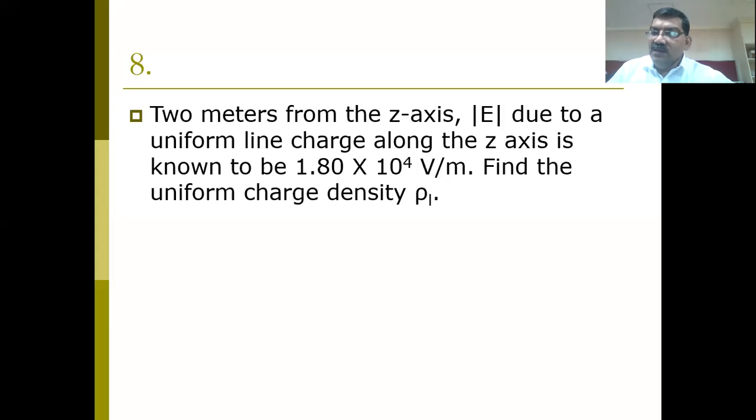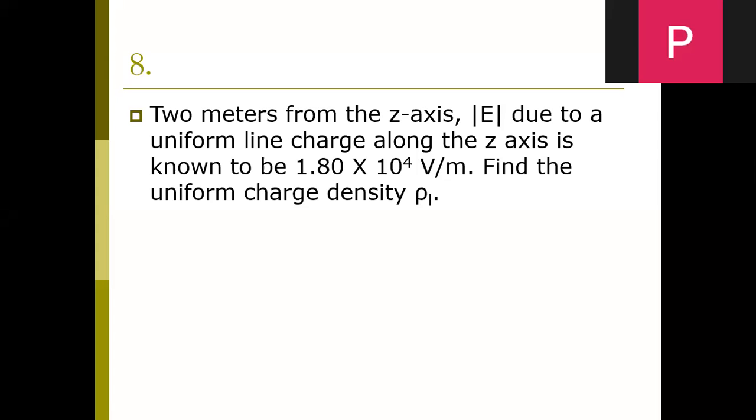Give me the answer, simple. E equals rho L upon 2 pi epsilon 0 R, along the z-axis. R equals 2, 2 meters from the z-axis, and the line charge is on the z-axis. So the formula will be rho L equals magnitude of E times 2 pi epsilon 0 R, with R equals 2. Put the value of E, 2 pi epsilon 0 R equals 2. Give me the answer.